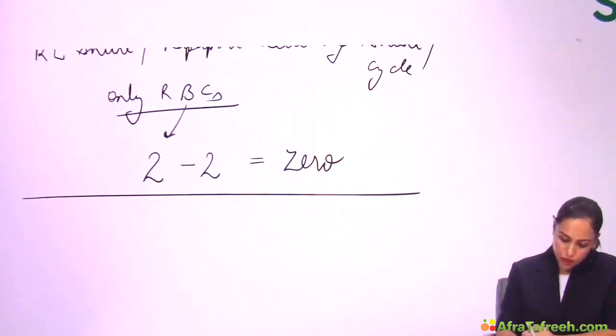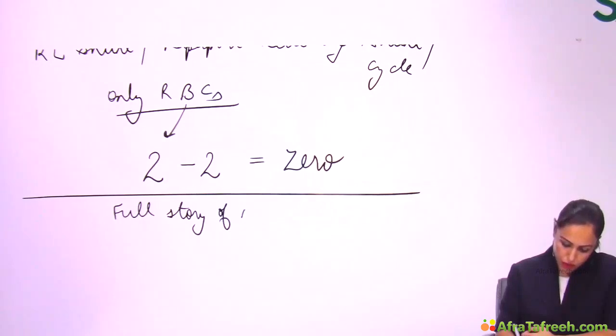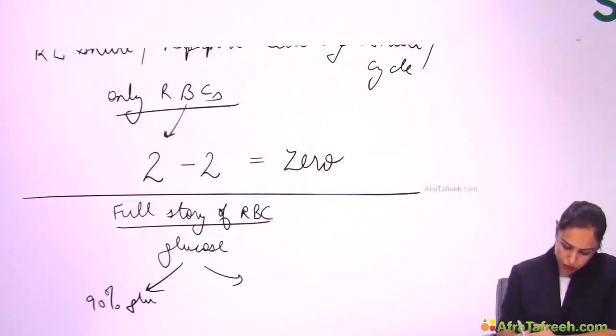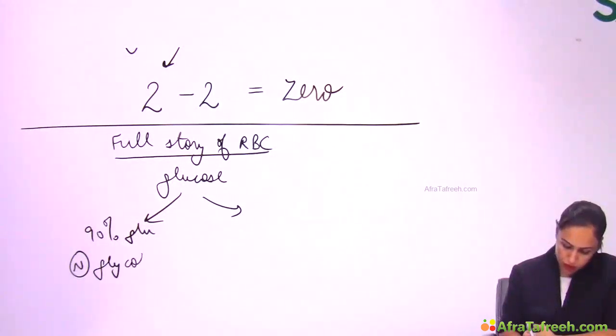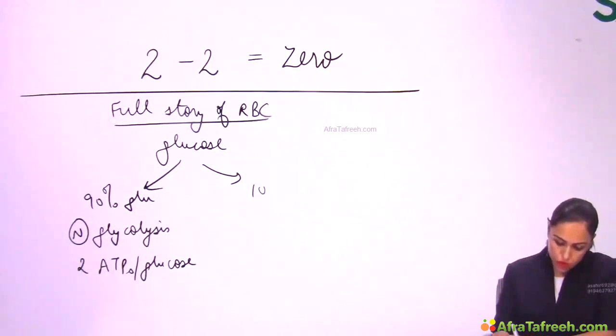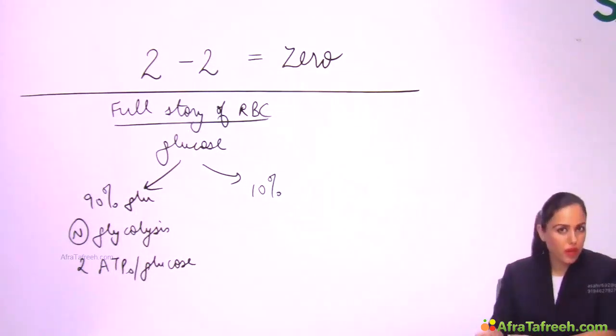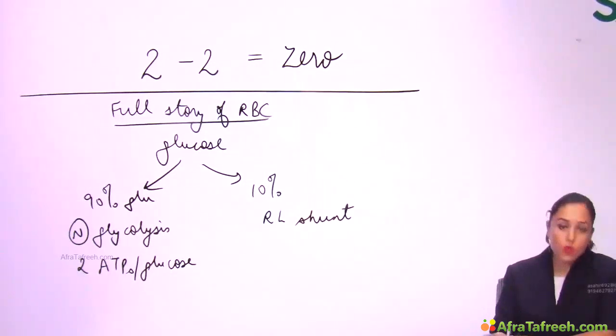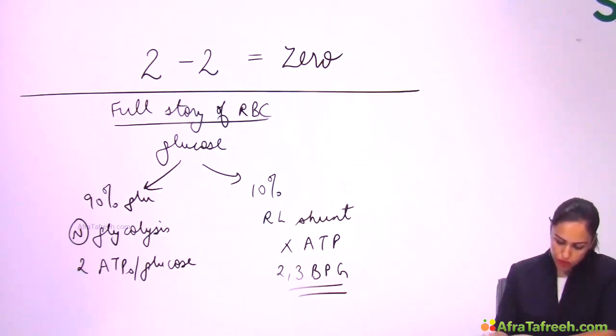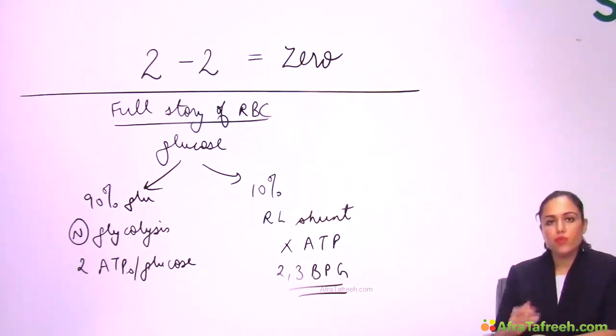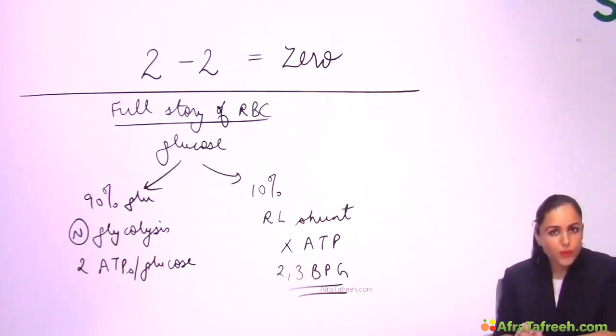So I can say here that the full story of RBC is this: whatever glucose is entering into RBCs, 90% of it goes into normal glycolysis to give you 2 ATPs per glucose molecule, right? But 10% of glucose entering into RBC is not going into normal glycolysis. It is going into RL shunt, so this 10% glucose is not forming any ATP, because its purpose is not to make ATP. Instead, its purpose is formation of 2,3-BPG, right? So, can I say that the number of ATPs formed in RBC can never be more than 2? But it can be less than 2 if it is RL shunt, right?